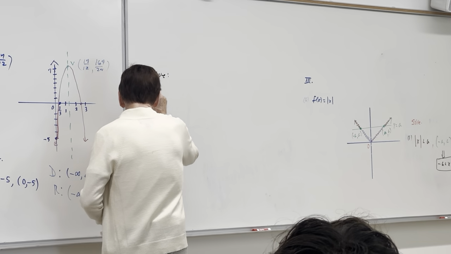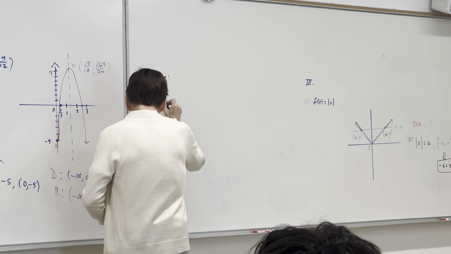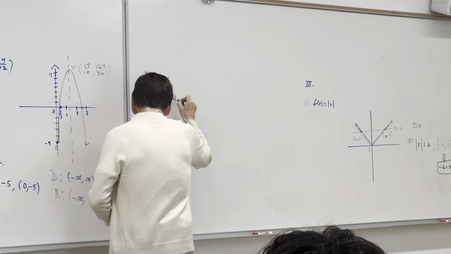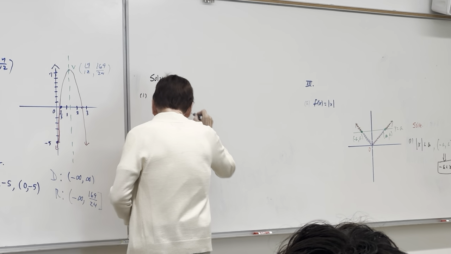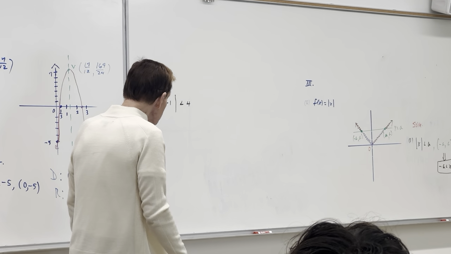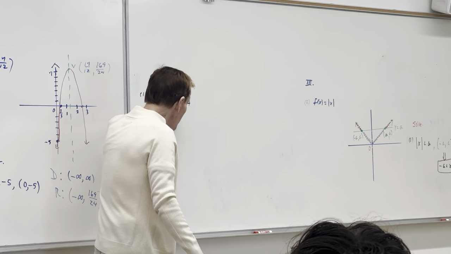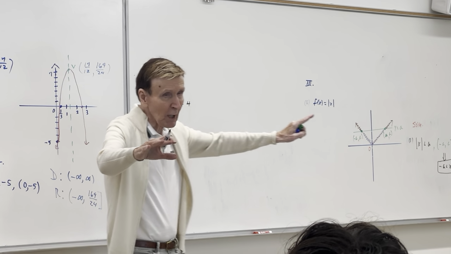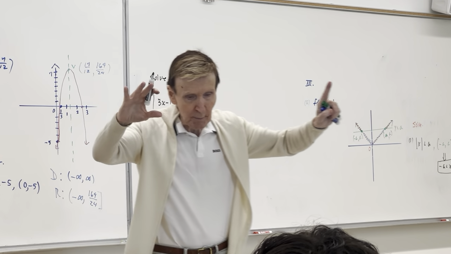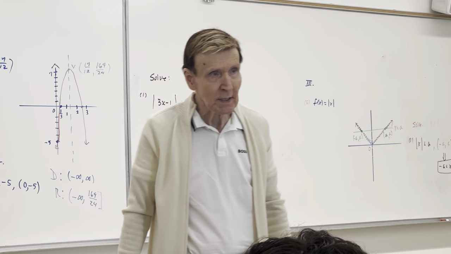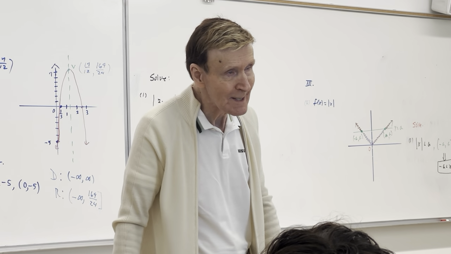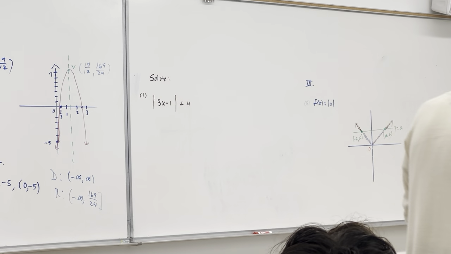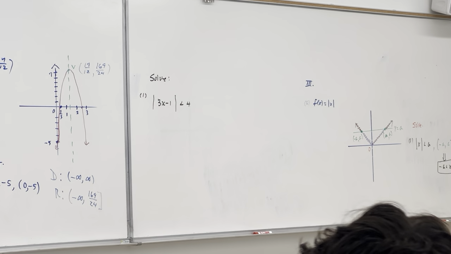First one: absolute value of 3x minus 1 is less than 4. I don't want to graph another V-shaped graph and horizontal line, I'm not going to go through all that business. Can anyone tell me, based on Corey, how can I set this up?